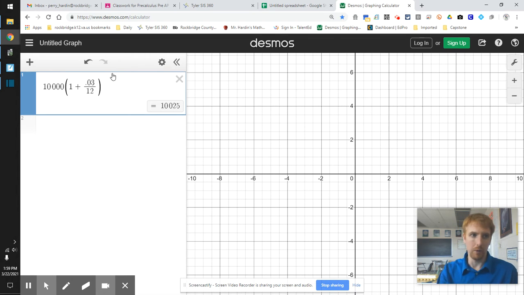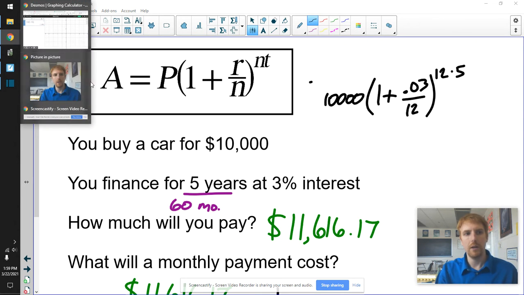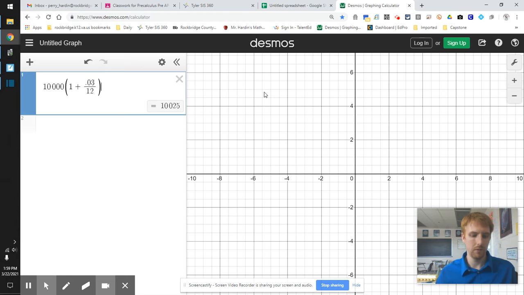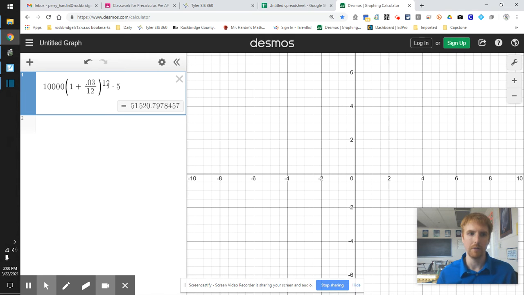Now we got to do a power. So let me flash back real quick. This is an exponent. It's to the nt. It's to the 12 times 5. So to do powers, same thing as spreadsheet or Desmos, it's going to be shift and 6. It's that caret button. Now, my cursor just got tiny and went a little higher up. But other than that, you probably didn't see anything happen. But it is ready to do an exponent now. So it was 12 times 5.